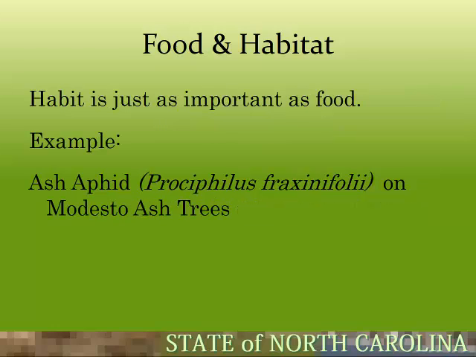Example, the ash aphid on the Modesto ash trees. Now, with the ash trees, sitting here thinking about that, just kind of recollecting on my pest management career. But with the ash tree in some areas of California, having the sucker growth on these trees prevents a natural habitat for the ash aphid.